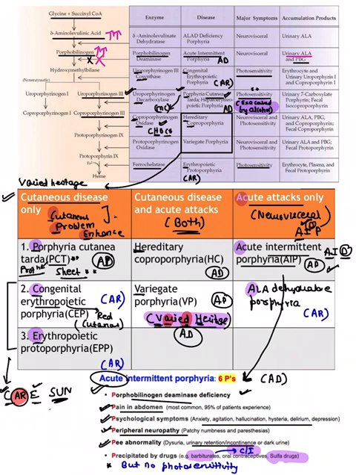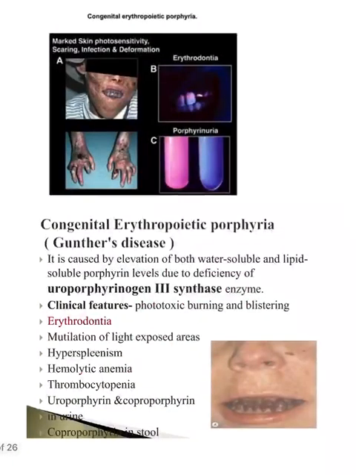So remember, guys, when does the skin problem increase? Cutaneous problem increases in C, congenital erythropoietic porphyria, P, porphyria cutanea tarda, and E, erythropoietic protoporphyria, guys. So this was all about the porphyrias, guys, that we need to know.